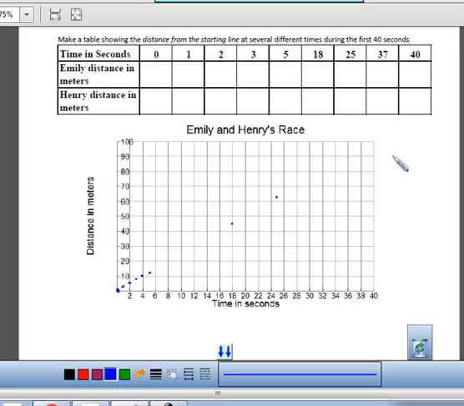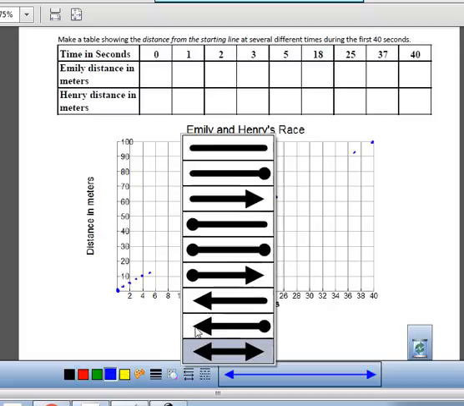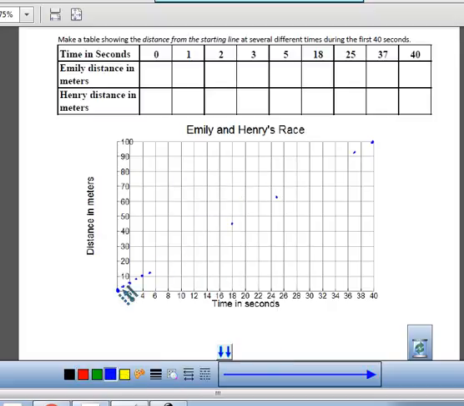Okay. At 37 seconds, we're at 92.5. So same thing. And then at 40, we're at 100. Alright, so then use a ruler and connect these and make a nice straight line. And make sure you only have one arrow, because it can't go backwards.